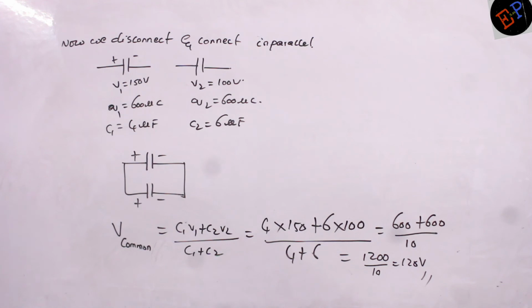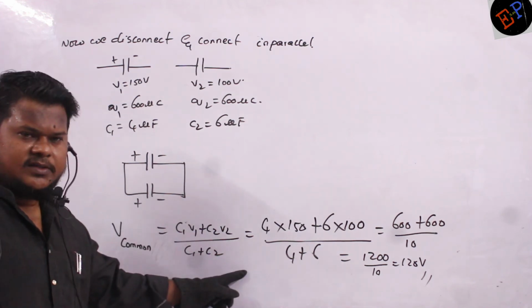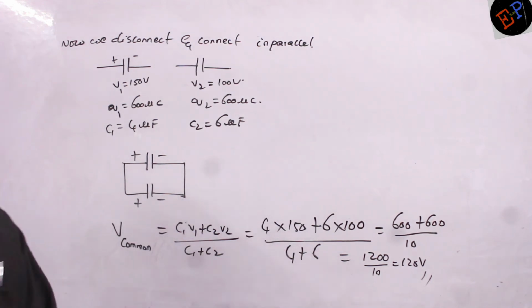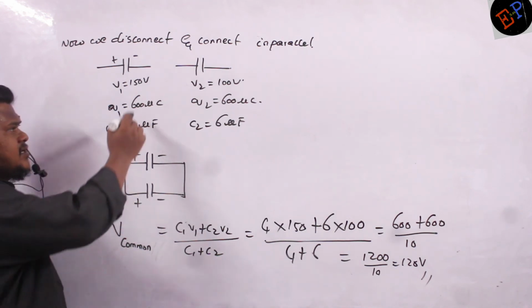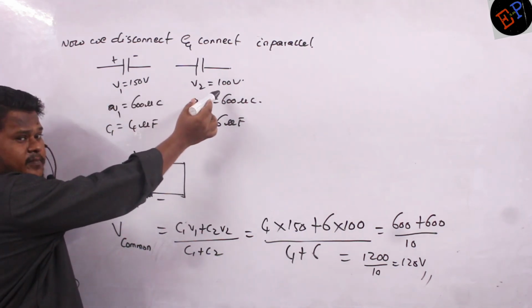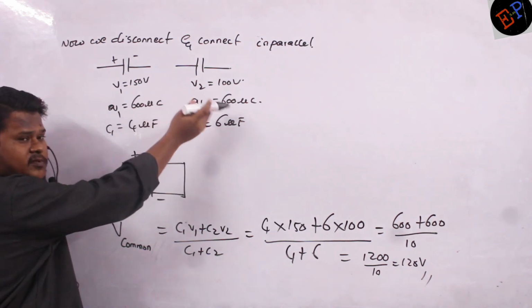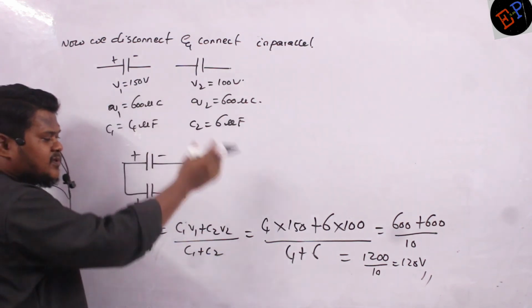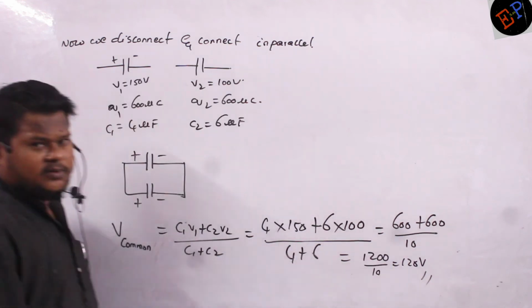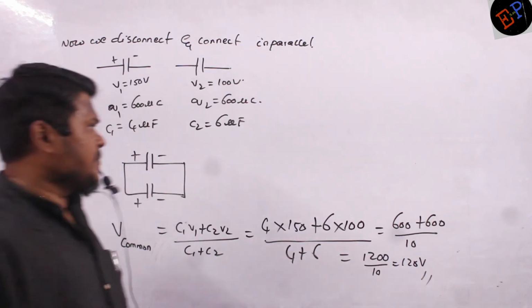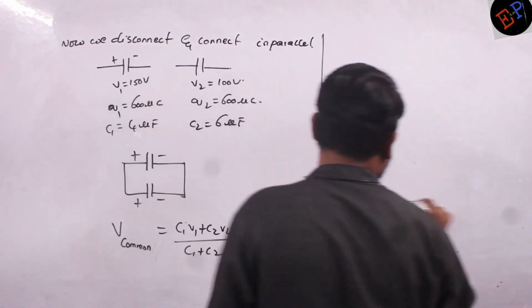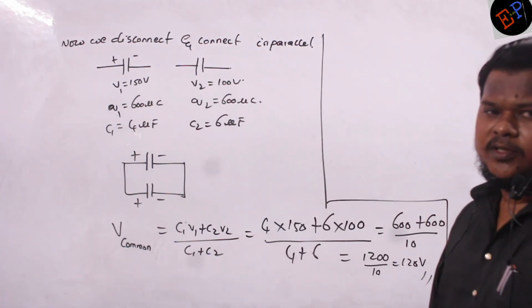Clear, no? So after redistribution of charges, the common potential will be how much? 120. Previously it was 150 and 100, no? So the potential of this one is reducing, the potential of this one is increasing. Both of them got a common potential of 120. Is it clear? So once I get the common potential, now can't I calculate the charge stored?